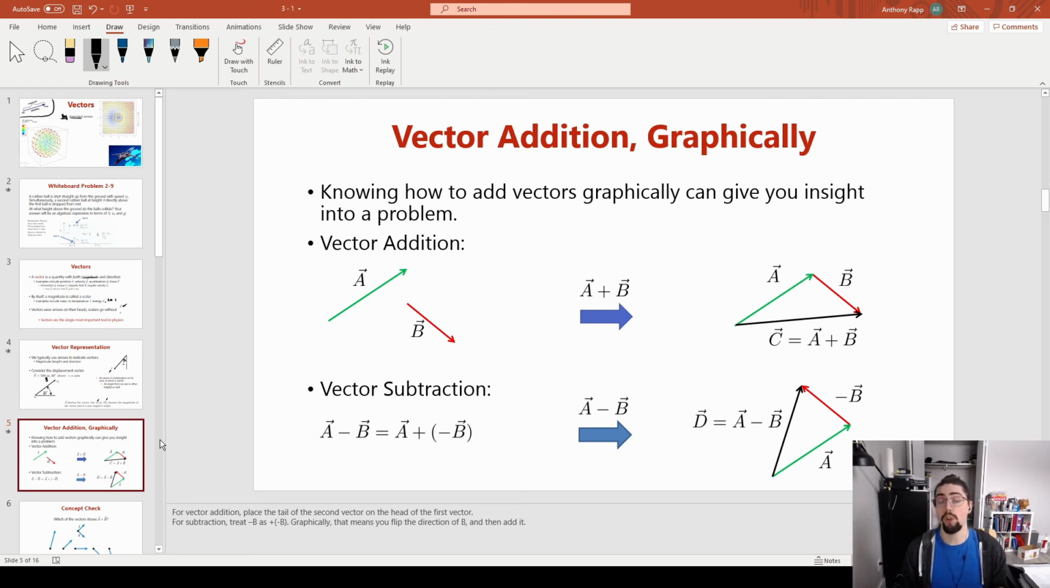If we wanted to subtract, that's not really any different. All we would do instead is say, okay, A minus B, that's kind of like A plus negative B. Negative B just points in the opposite direction, right? I'm just flipping the direction of the vector. The length would stay the same, the direction would flip. So it would look something like this instead.